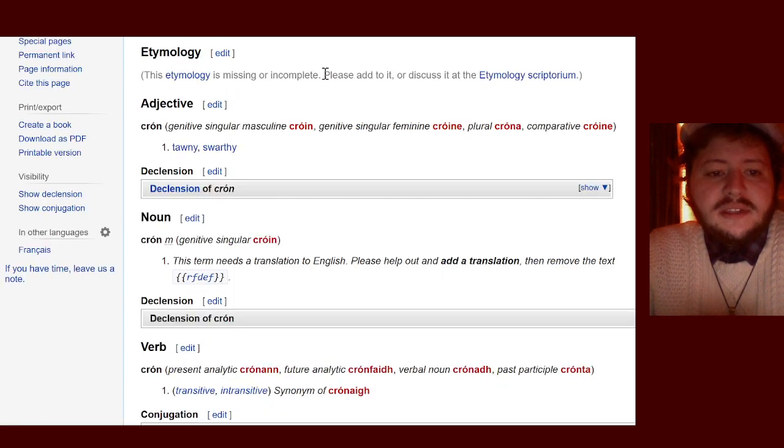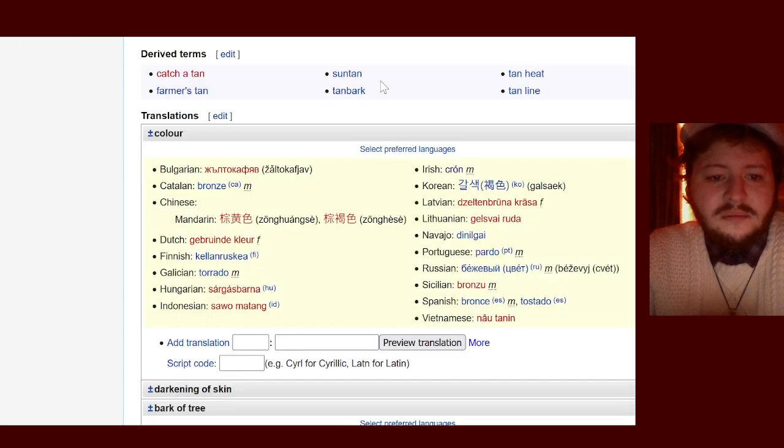I can go, like, where does this Irish word come from? Oh, there is no etymology. So I could search my Celtic etymological dictionary, but I'm not probably going to use that word anyway. But yeah, that's how I would do it.